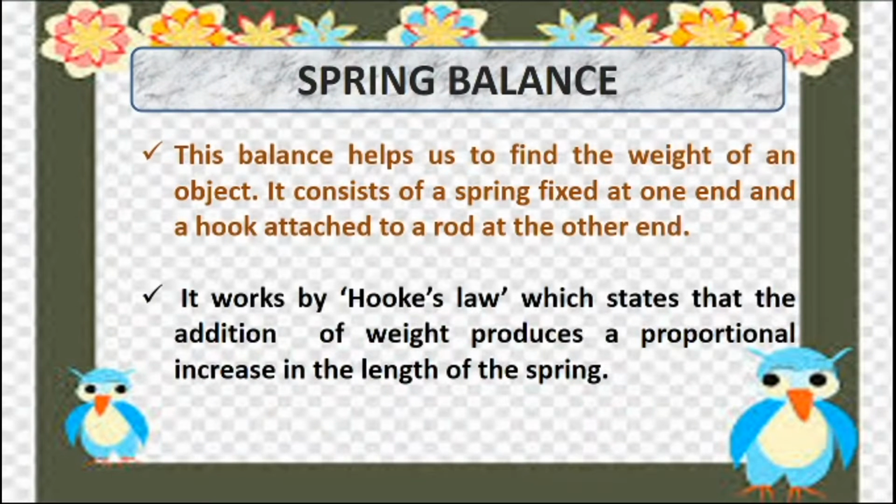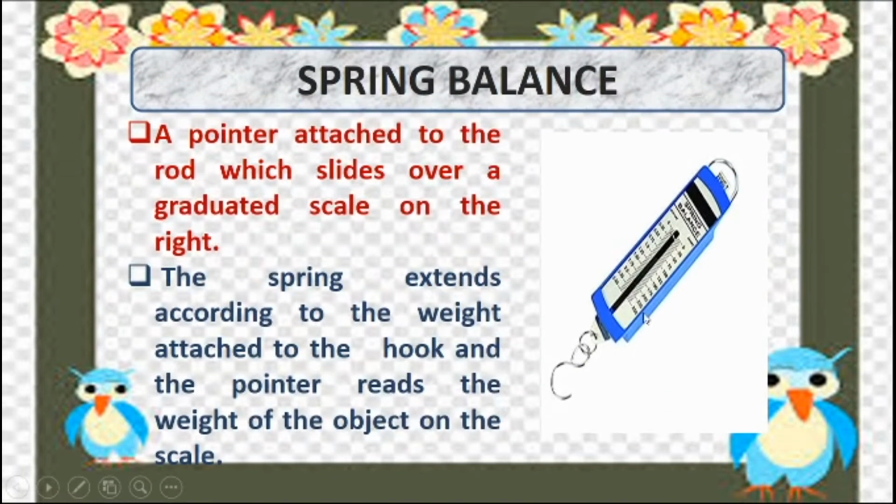The last one is the spring balance. This balance helps us to find the weight of an object. It consists of a spring fixed at one end and a hook attached to a rod at the other end. It works by Hooke's law, which states that the addition of weight produces a proportional increase in the length of the spring. This is very important. Here we have the spring balance.